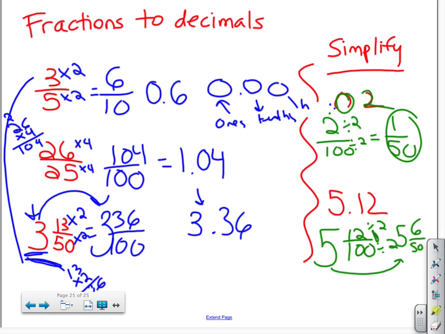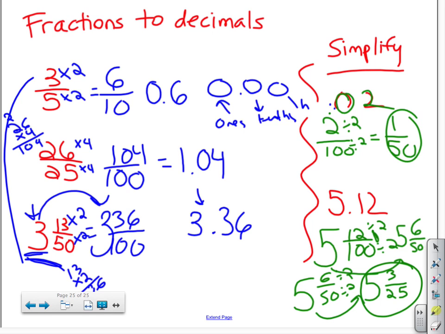However, they're both still even. I can still divide, and here's what we always do. We leave it at this. Well, I'm not done. I have 5 and 6/50, and I can divide by 2 again. Bring my 5 over, and I have 5 and 3/25. And I'm thinking, well, the factors of 3 are 1 and 3. 3 can't go into 25, so I am done with this number. Okay? Remember, fractions to decimals, it has to be in a 10 or 100 because that is our place value.